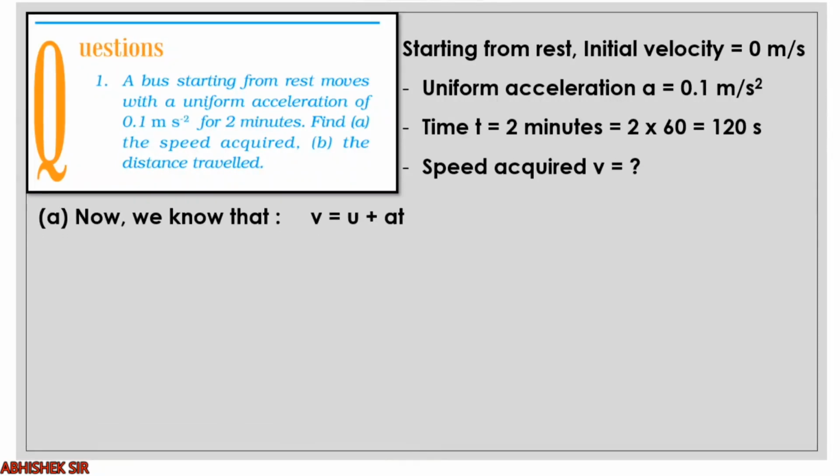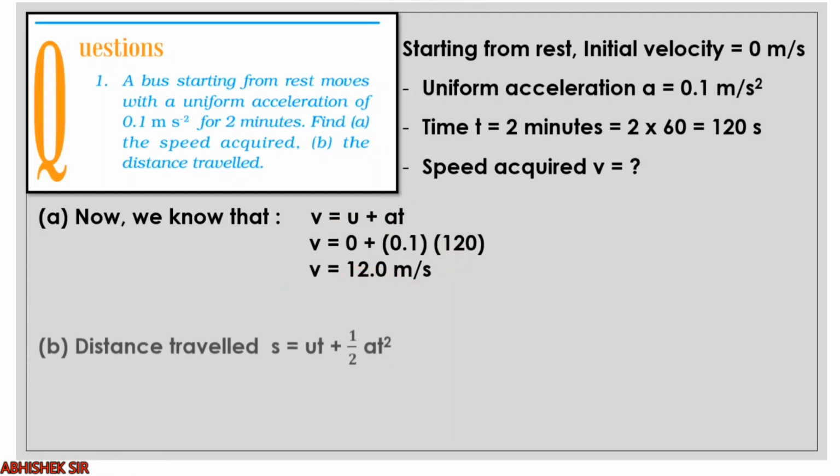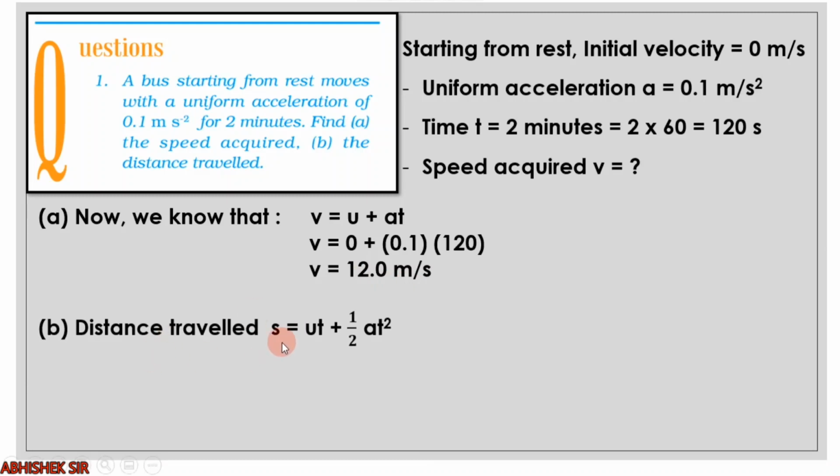So let us start with what we know, v equals u plus at. We are finding v, we have u, a and t, putting all the values. You see u is 0, a is 0.1, t is 120. So what is 0.1 into 120? It is 12 meter per second. Very easy. Distance travel, we have a formula, s equals ut plus half at square. We have all the values, so let us put all the values.